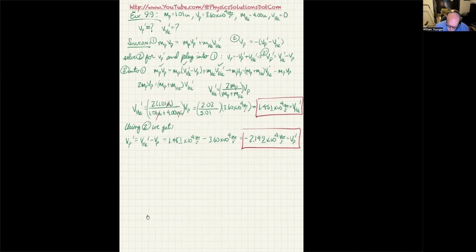Let's do an inelastic collision. This one's kind of neat. I think I'm going to need a whole page for it, so I'm going to go to the next page. This is example 9.10.